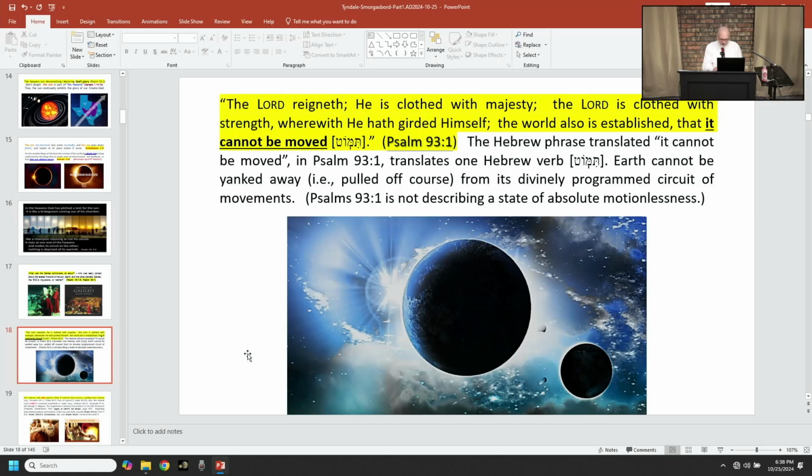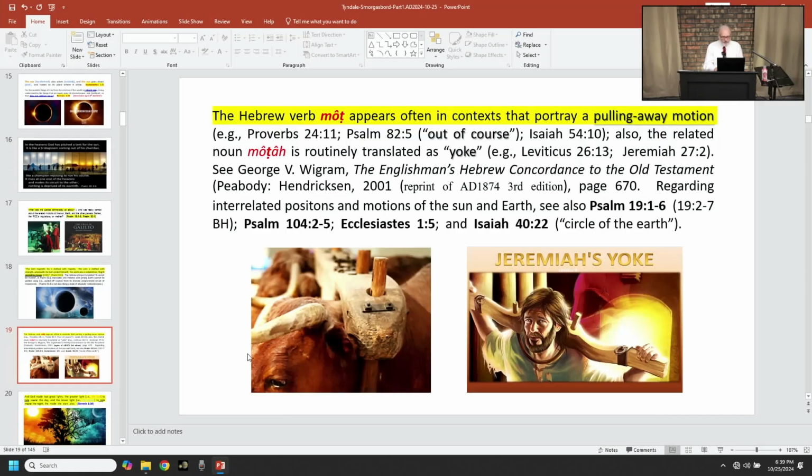And that's what God has done as the great engineer who controls the heavens: he has made it so that the earth is not yanked off its course. It is just like animals can be yoked to keep their movements controlled. The earth is controlled by God so that it doesn't have erratic behavior. It stays on course. And that's what Psalm 93 is talking about, but neither Galileo nor the inquisitors were careful in their Hebrew, and so they misunderstood Psalm 93:1.